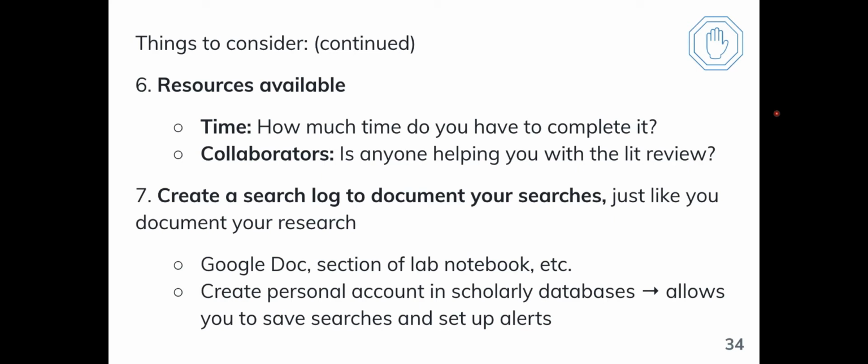And another thing I'll show you how to do is, in the scholarly databases, many of them allow you to create a free personal account. And once you do that, you have access to more advanced features, such as saving searches and setting up email alerts. So by setting up email alerts, when there's a new document that's added to the database that meets your search criteria, you will get an email about it and you can go look at it. So you don't have to do the searching. The database is actually doing that for you.